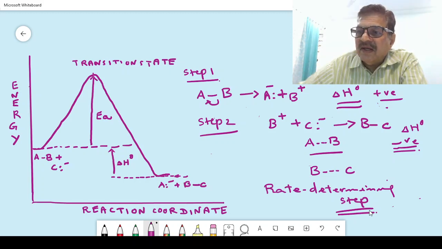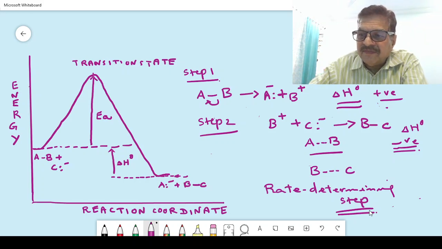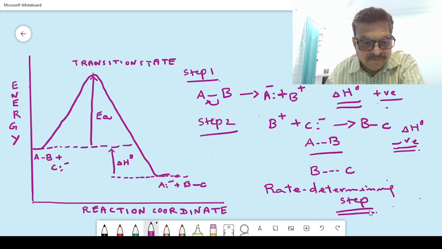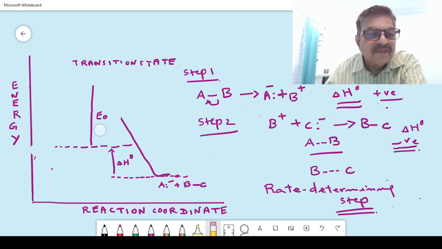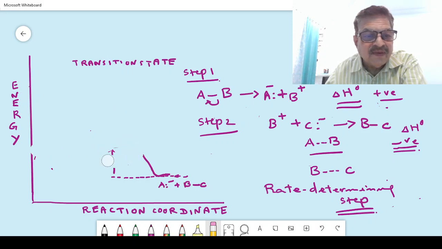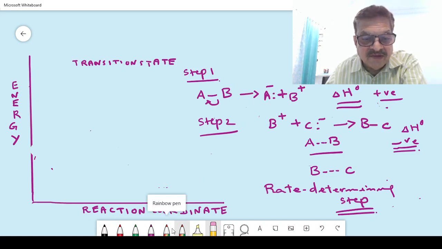So now, how will the first step look? Let us see the first step. Here, all these things I am going to change. Because it is a two-step mechanism, I will just show you how these energy differences are relative energy positions.